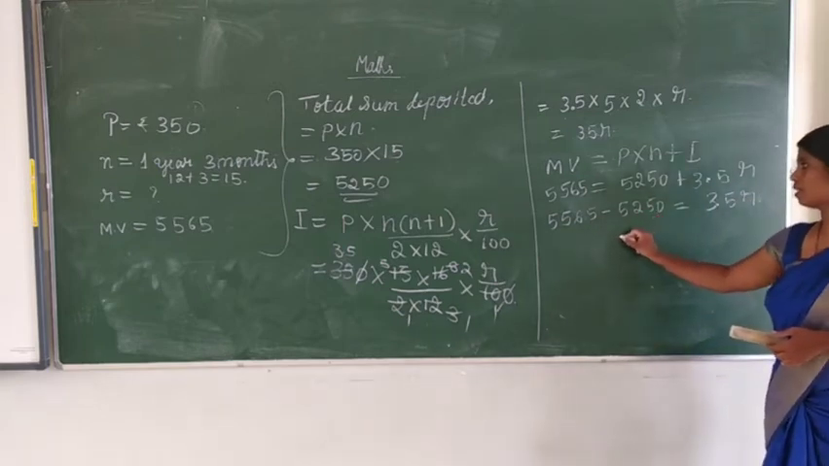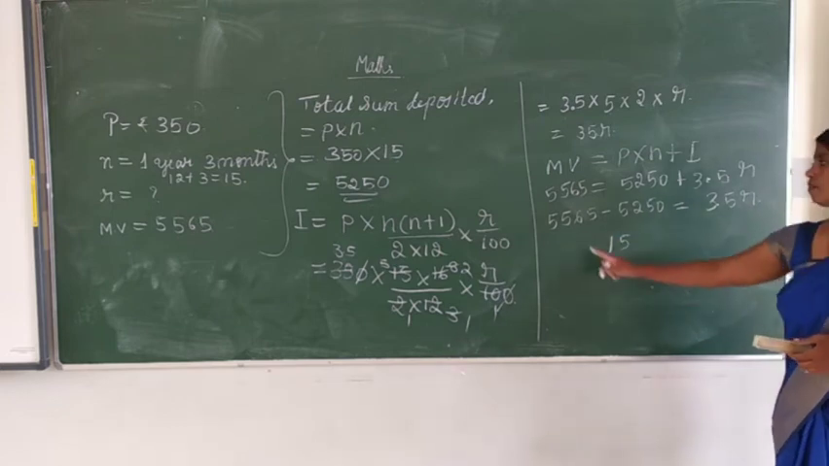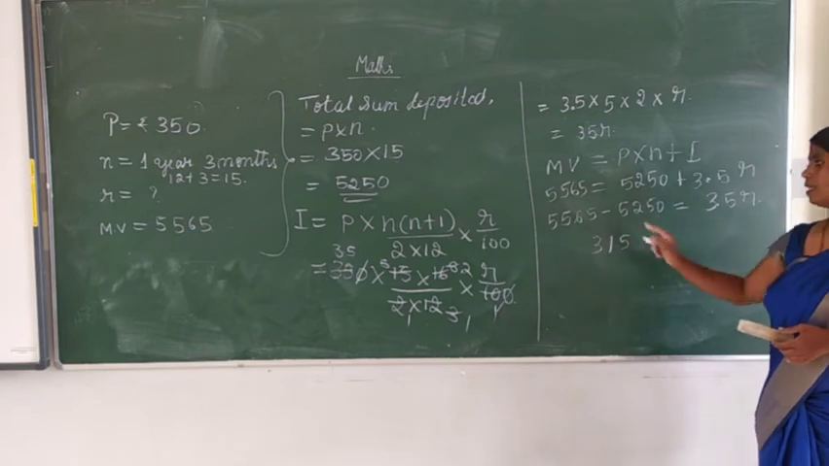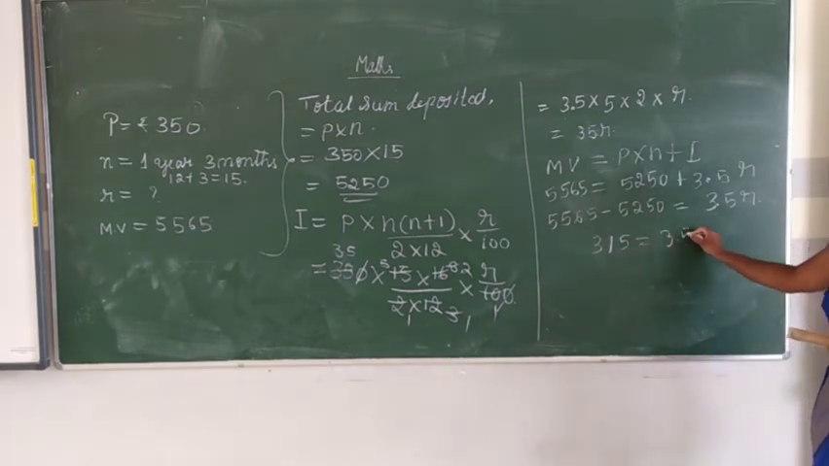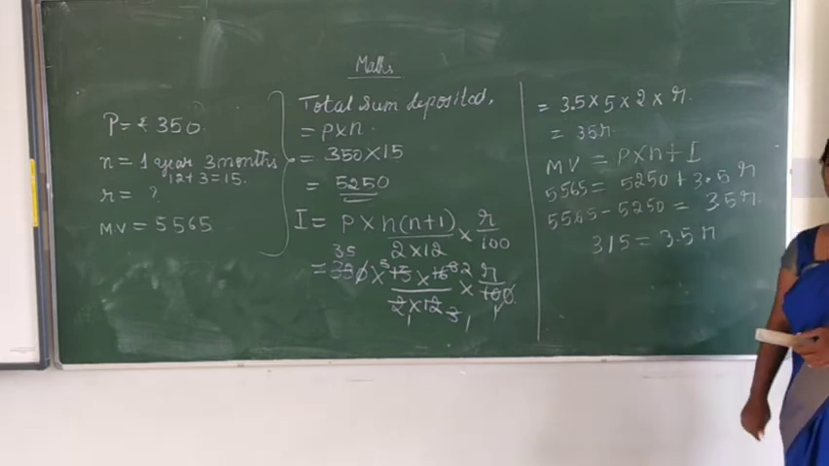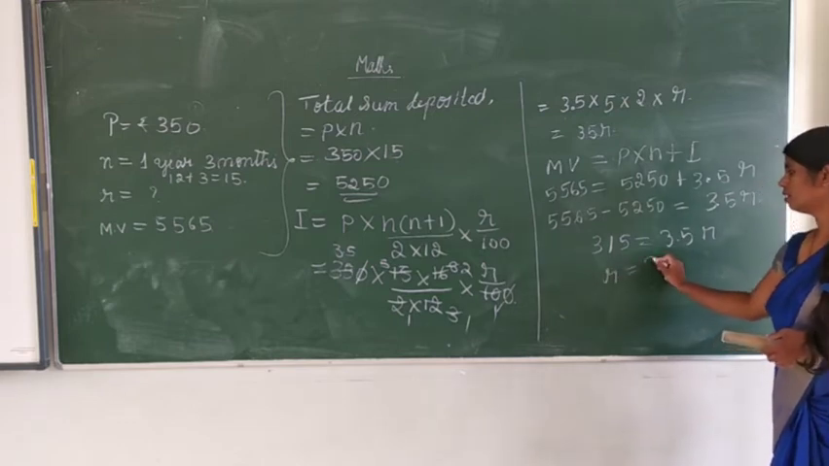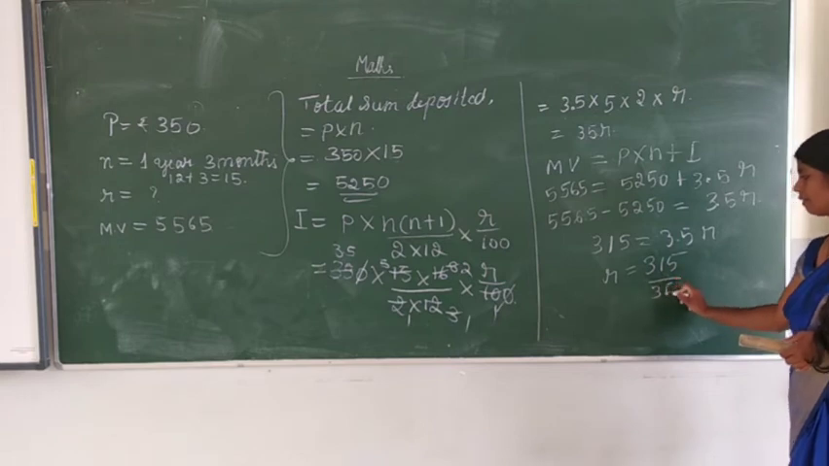5 minus 0 is 5. 6 minus 5 is 1. 5 minus 2 is 3. And 5 minus 5 is 0. That is equal to 3.5 R. Keep R and get 3.5 to the opposite side. So R is equal to 315 divided by 3.5.